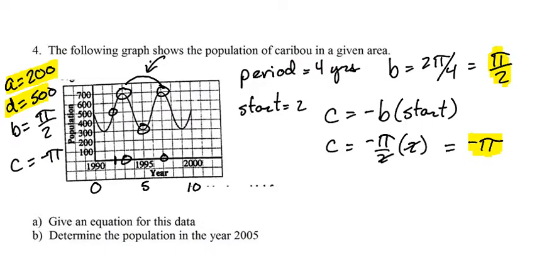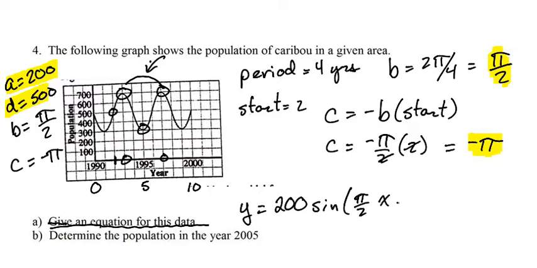We can use that to write the equation for the data by getting y is equal to the A value, 200, times the sine of the B value, which was pi over 2, times x, plus the C value, which is negative pi, so I wrote minus pi, plus the D value, which was 500.